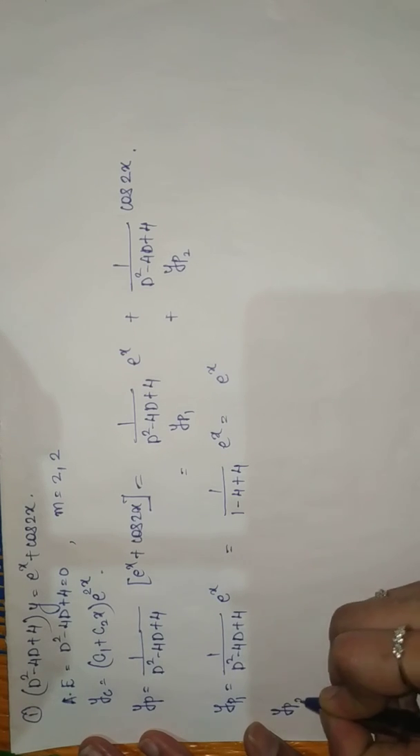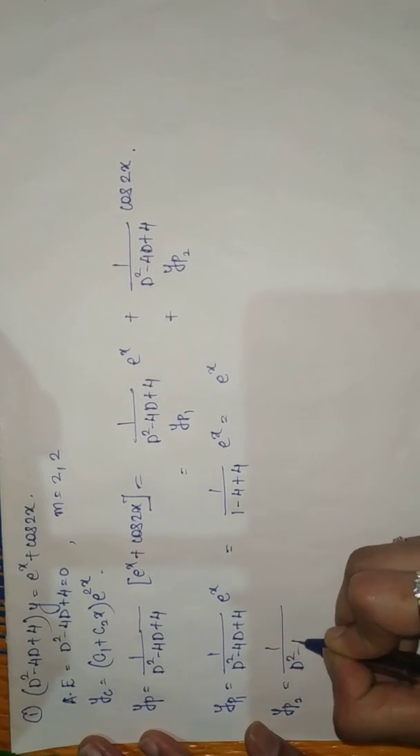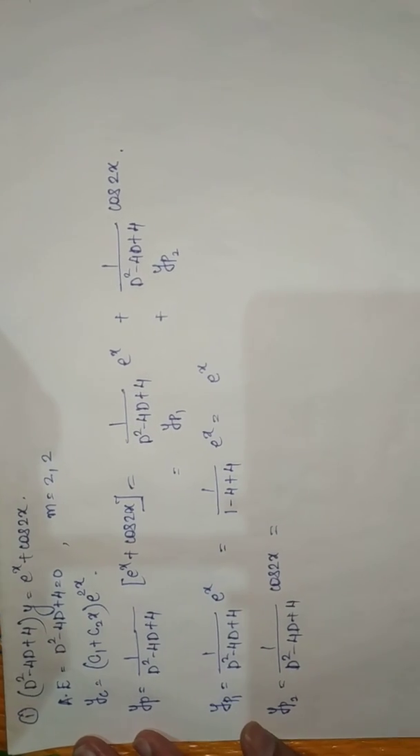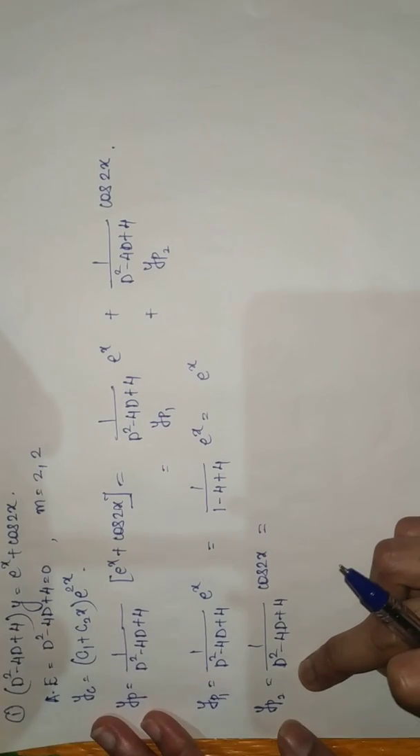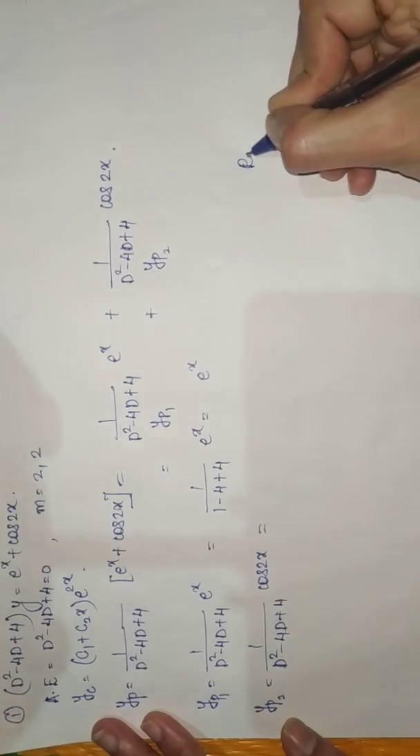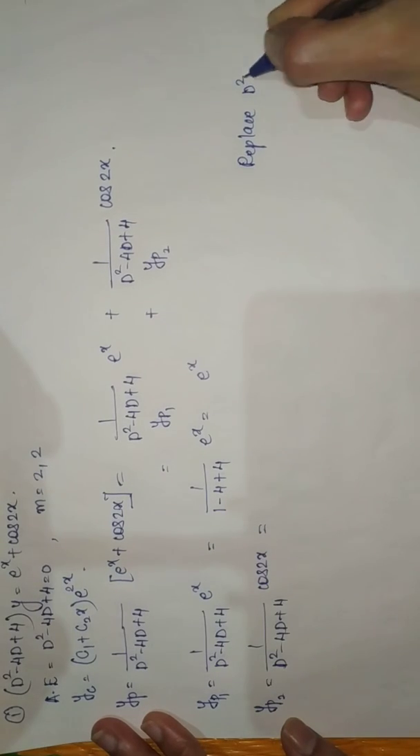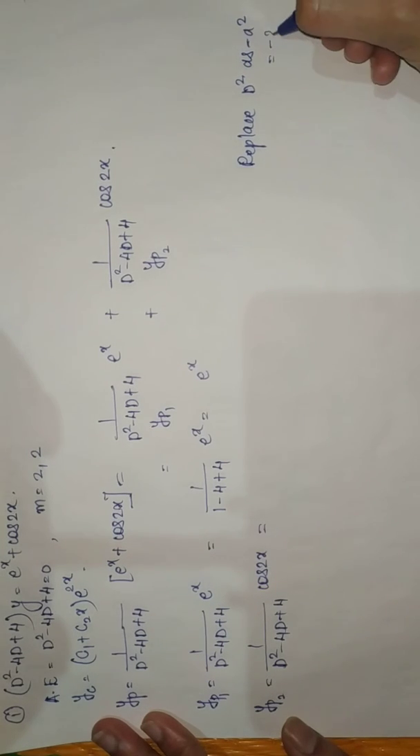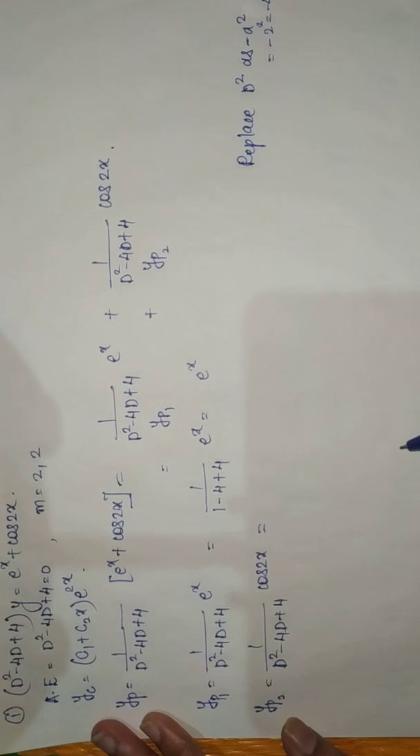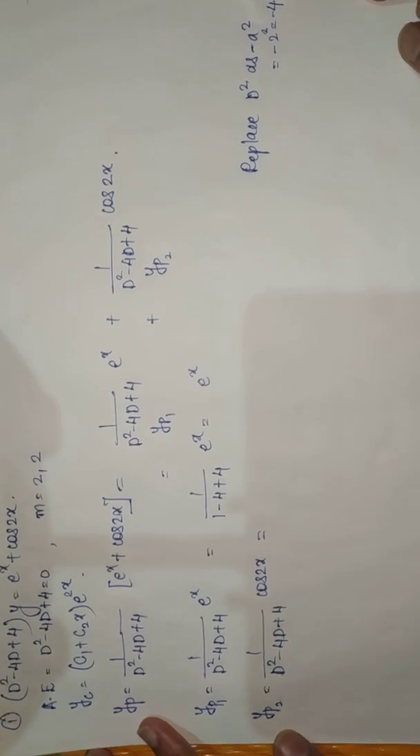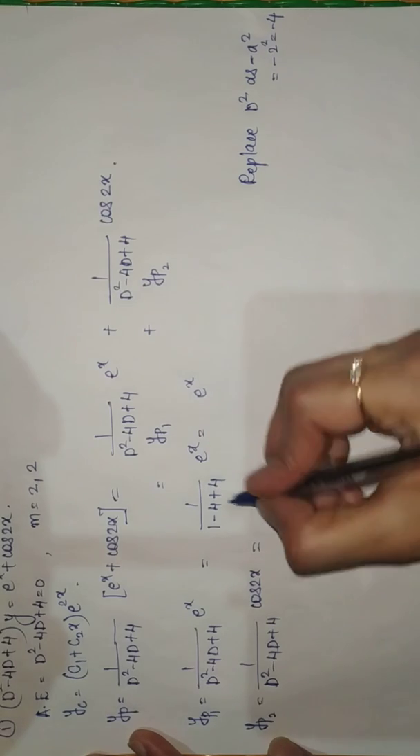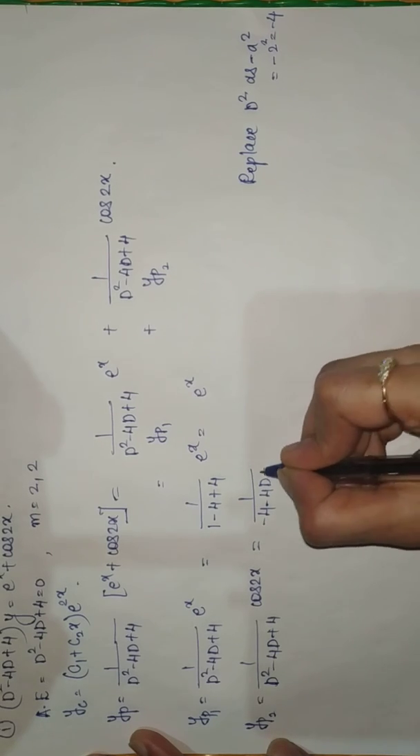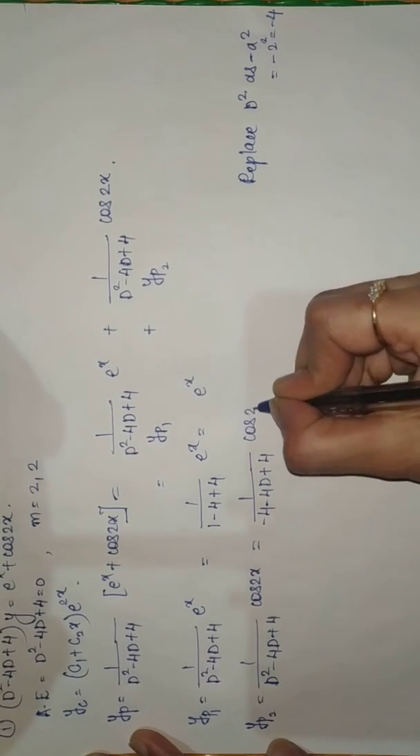Now let's find out yp2, over cos 2x. Okay, so here what does the rule say? We have to replace only the D squared term. So we have to replace D squared as minus a squared. Here a is 2, so we have to replace it as minus 2 squared, that is, we have to replace D squared as minus 4. We are not going to replace the D term. So minus 4D as it is, plus 4, over cos 2x.